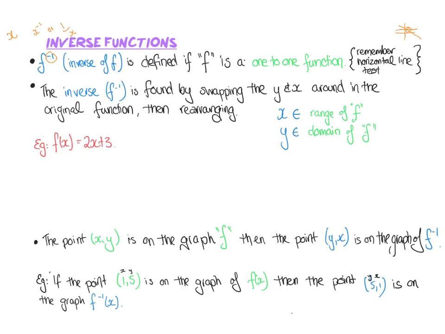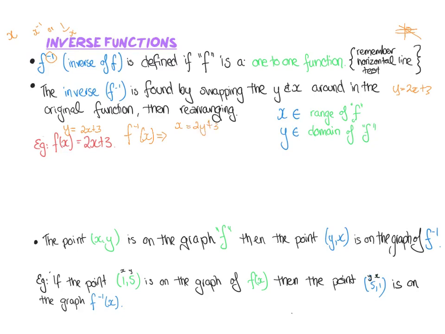Okay, now the way we find the inverse is we get the rule. So you'll have a y equals something, like 2x plus 3. To find the inverse, you swap the y and x around and then rearrange it. So I'm going to do it here. Normally it would have been y equals 2x plus 3. If I swap the y and x around, I'm going to have x equals 2y plus 3.